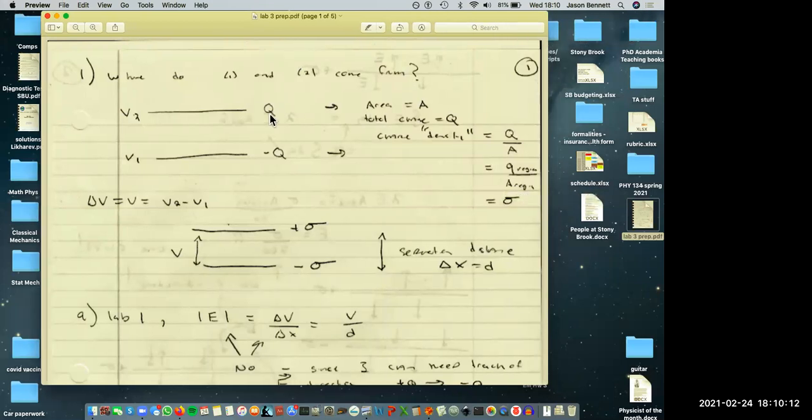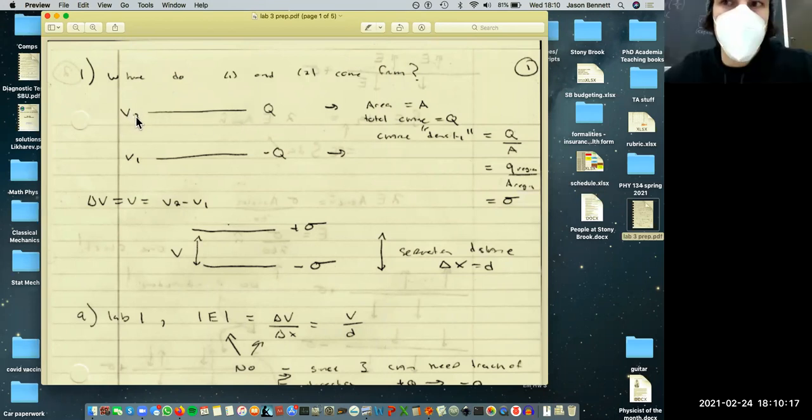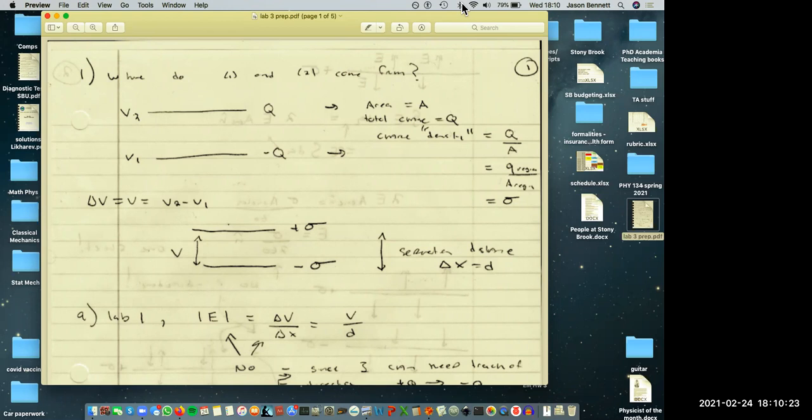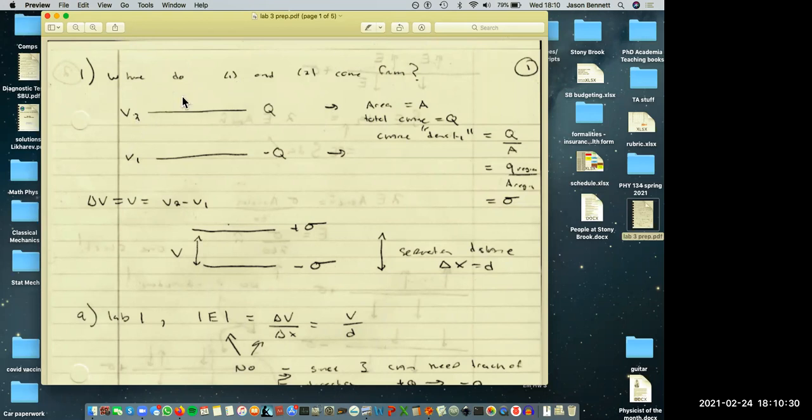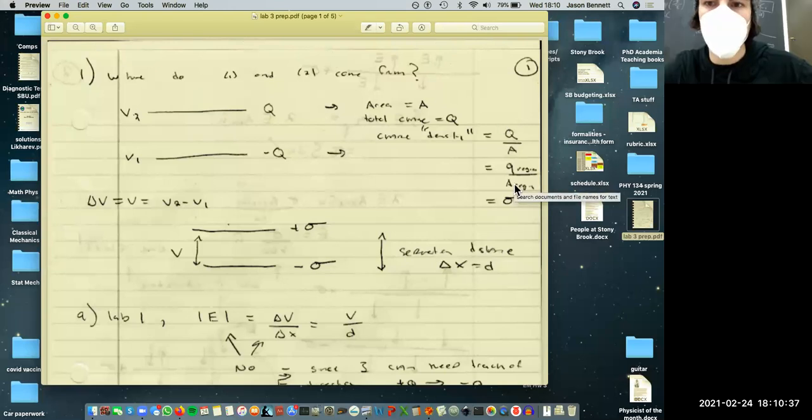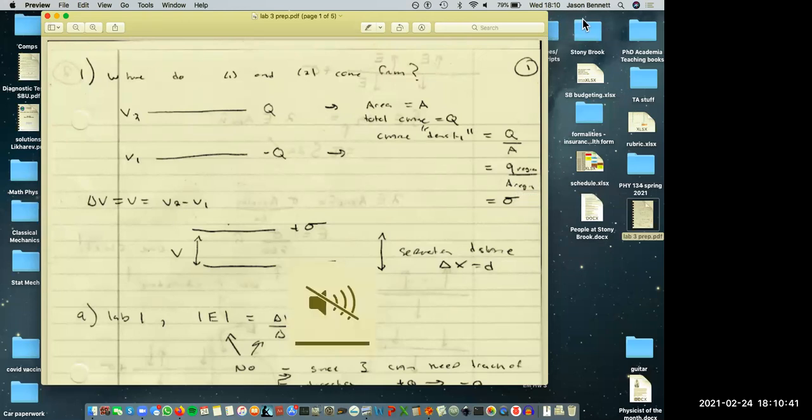So imagine that we have these two plates. It's very similar to lab 1 where we had the voltage on one thing. How can we make sure that everyone is muted? I hear a bunch of feedback on my computer. I guess I can just turn my volume down. Does that work? Okay, yeah, that works.